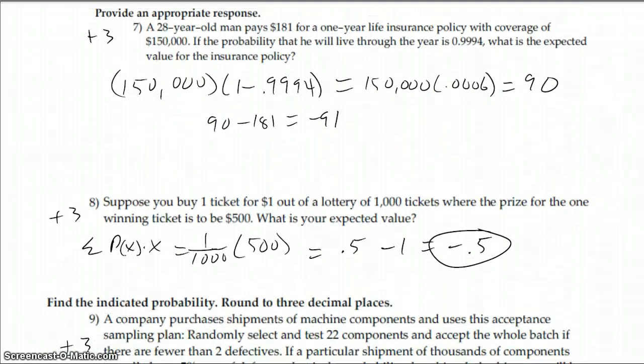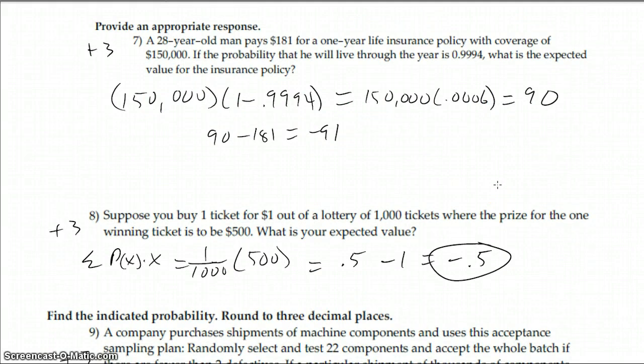On 7, it's a life insurance one. A couple ways you can do this, but probably the easiest is just to figure out what's the probability that they die. So that's 1 minus the probability that they live. So the probability they die is 0.0006. What happens when they die? Well, you get a payout of $150,000, which is about a $90 payout. But it costs $181 for the policy. That means the insurance company is going to make $91 in every policy, or for the policyholder, that's a loss of $91 on average.